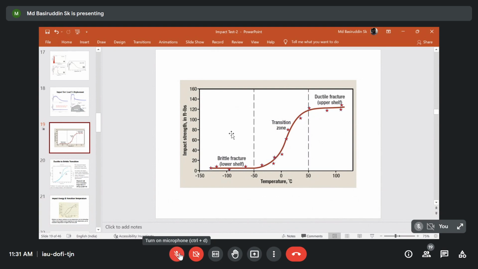So here, what will be the ductile to brittle transition temperature? If you take the average of the upper shelf and lower shelf energy, then we will find that this temperature will be more or less 10 degrees. Okay, so if we do this calculation, then we can accurately calculate that particular temperature.